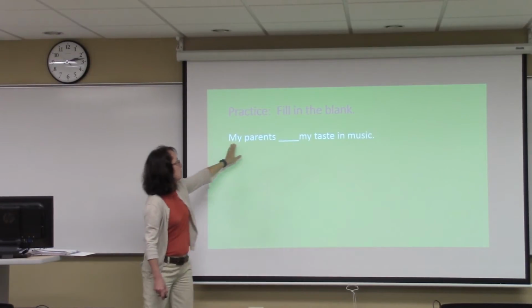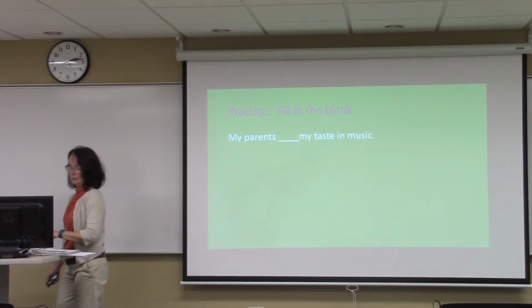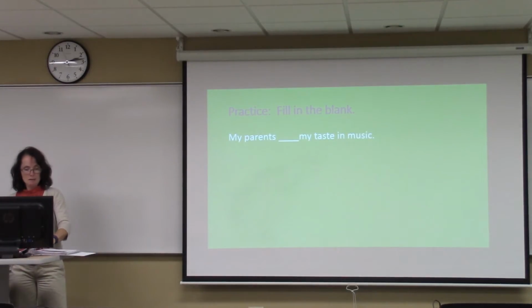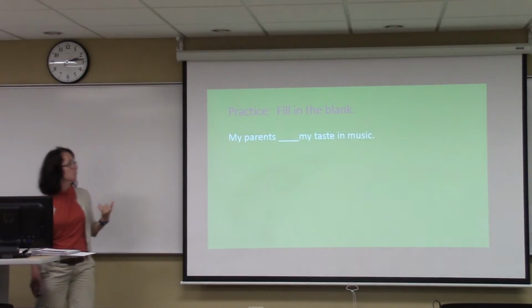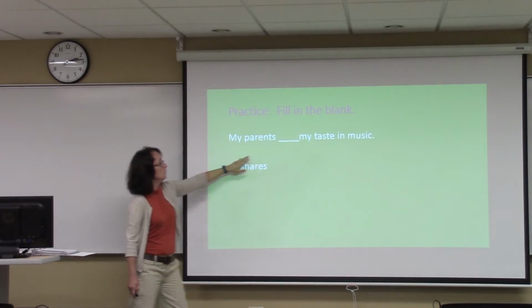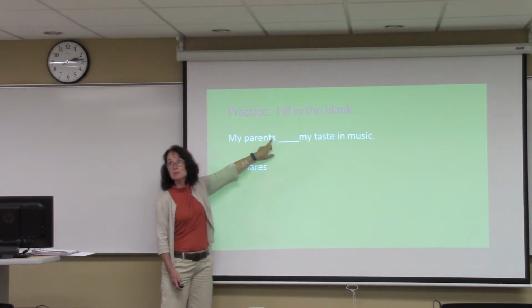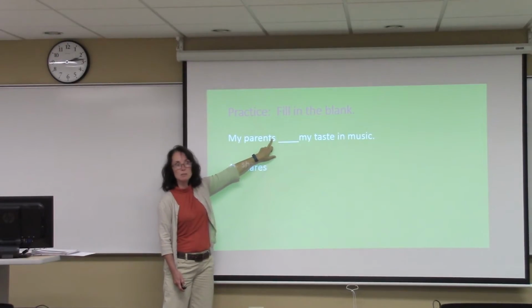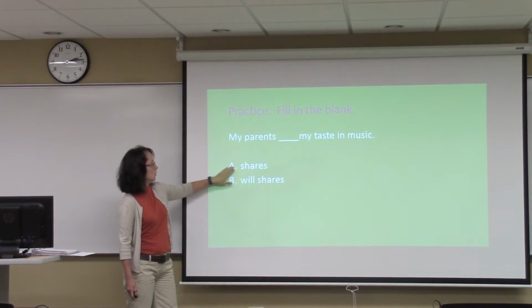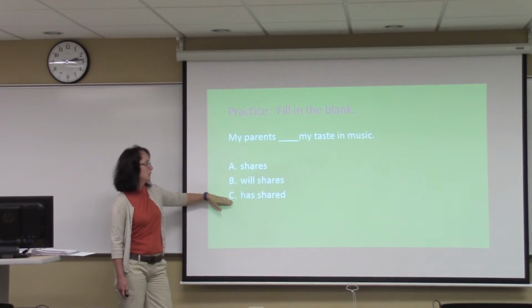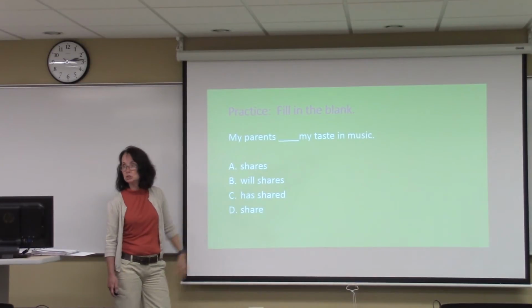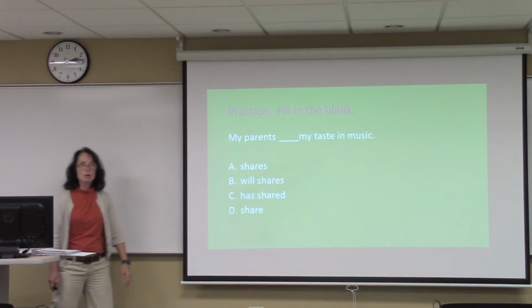So let's look. My parents blank my taste in music. Okay, so if we look at that one, my parents, it's a plural subject, right? More than one parent. So it has to have a plural verb. So that there's an S on it, so we might want to look and see if there's a verb without an S and see if it makes sense. "Do they shares it? My parents will shares it. My parents has shared it." My parents share. Okay, good.